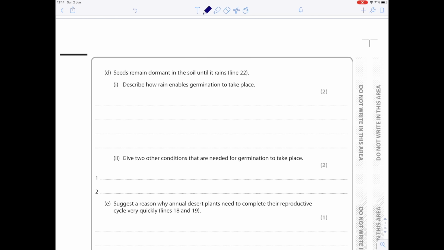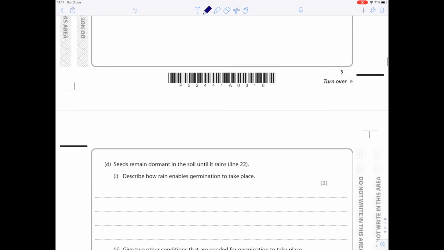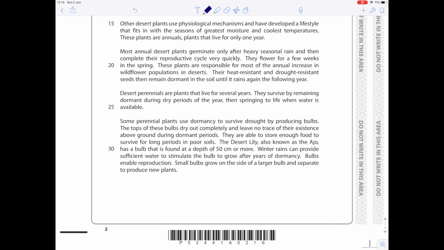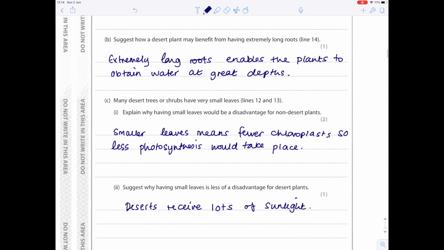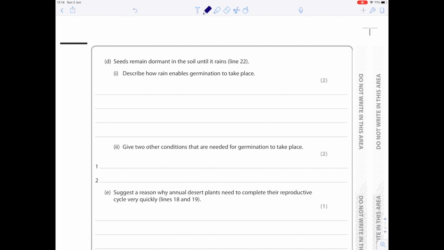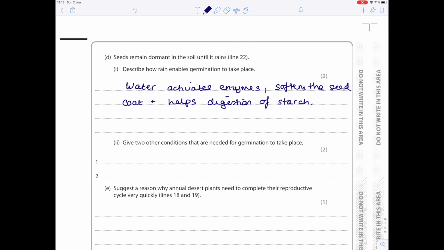D. Seeds remain dormant in the soil until it rains. Line 22. Describe how rain enables germination to take place. Line 22. Their heat-resistant and drought-resistant seeds then remain dormant in the soil until it rains again the following year. Okay, again, it doesn't tell us anything. So why might you need water? Well, you can answer this in lots of different ways. Potentially, it could help the seed coat to split. Water also helps to activate the enzymes, and it also helps in the digestion of starch found within the seed.